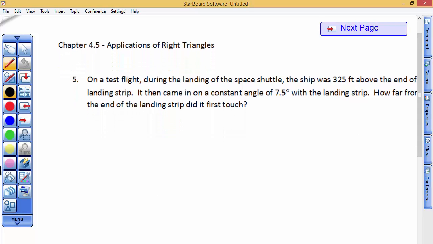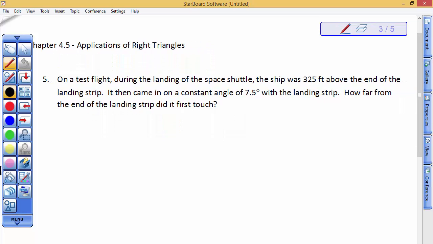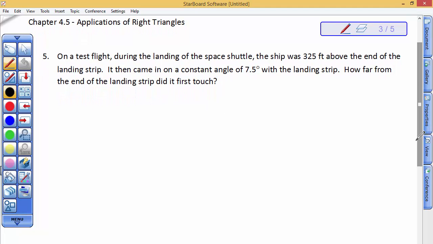Again, going to try to get all these in one segment. So you've read the problem, you've read it twice. On a test flight during the landing of the space shuttle, a ship was 325 feet above the end of the landing strip.